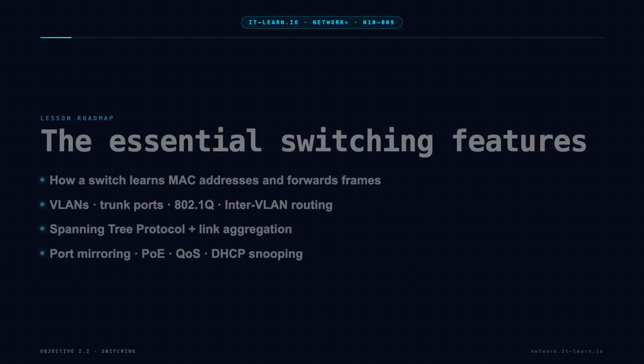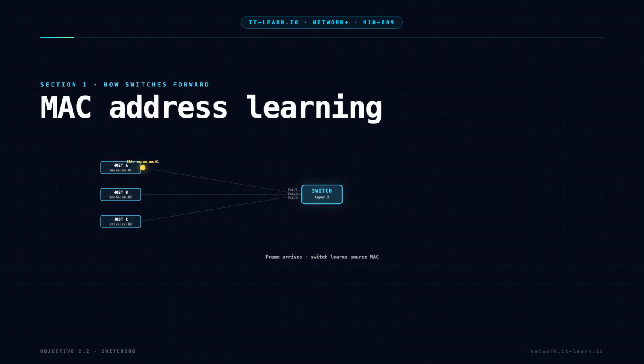Let's dive in. A network switch operates primarily at layer 2 of the OSI model, using MAC addresses to forward frames to the correct destination port. When a switch receives a frame, it examines the source MAC address and records it in its MAC address table, also called the CAM table, along with the port on which it was received. When the switch needs to forward the frame, it looks up the destination MAC address in this table.